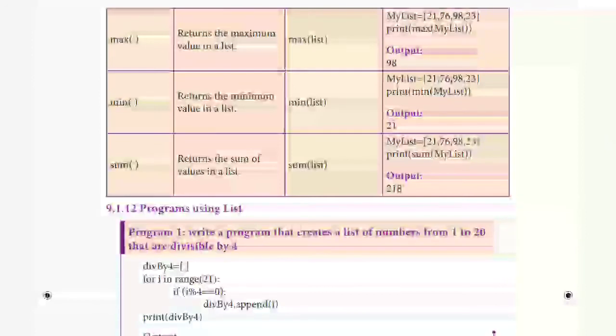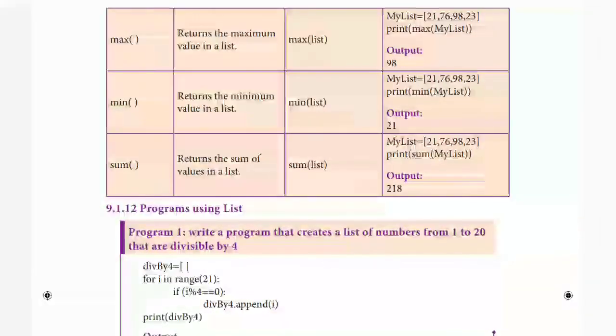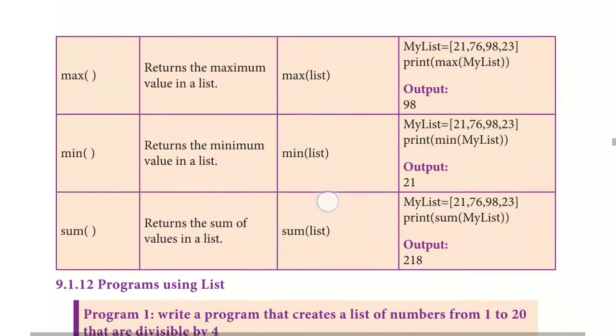Next, there are max, minimum and sum. Max means it will return the maximum value that is present in the list. Here my list contains 21, 76, 98 and 23. So this max function will provide you the maximum value, which is 98. So the output is 98 here.